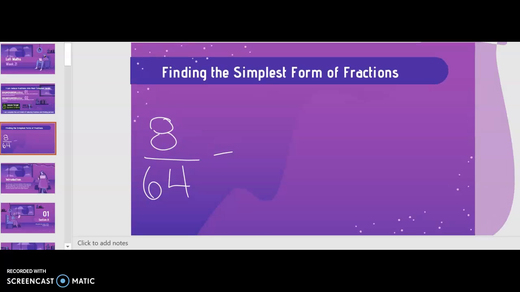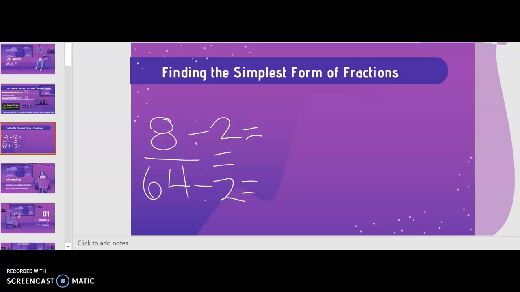So the first thing I can think is, is there any factor at all that would work? Is there any number that is a factor for both of these numbers, 8 and 64? Well, I can see that they're both even numbers. And if they're even numbers, I can always divide by 2, or there will always be a factor of 2.